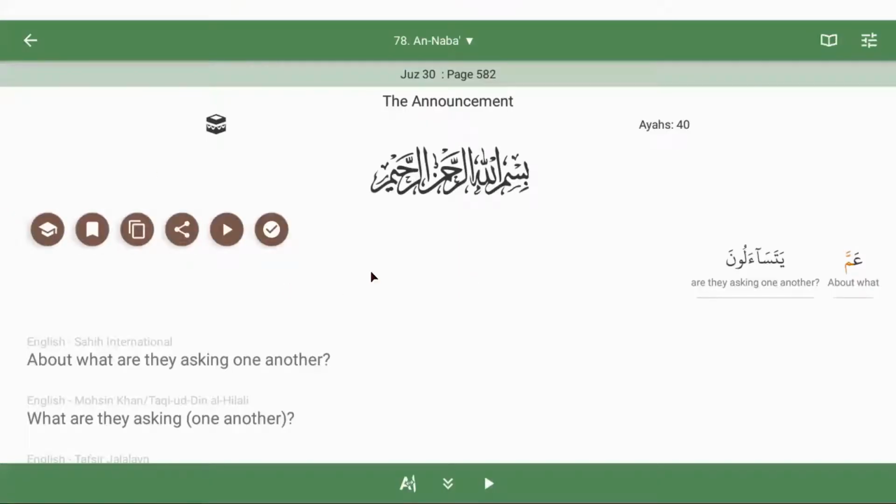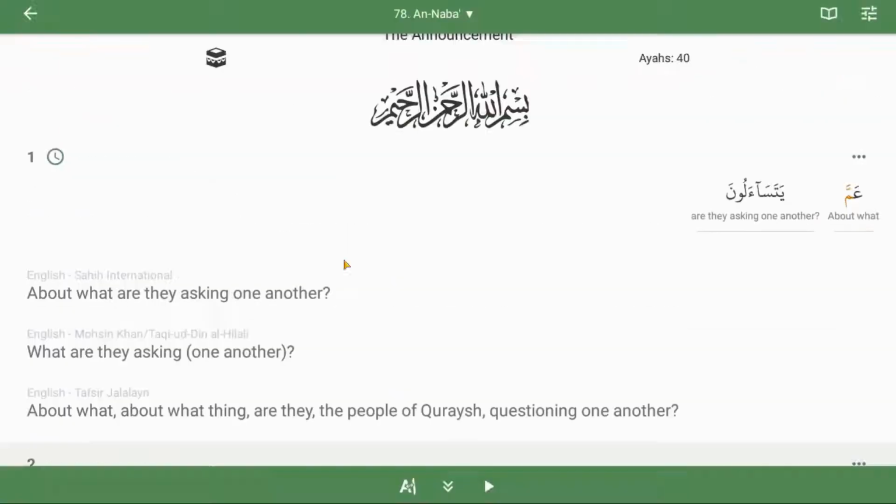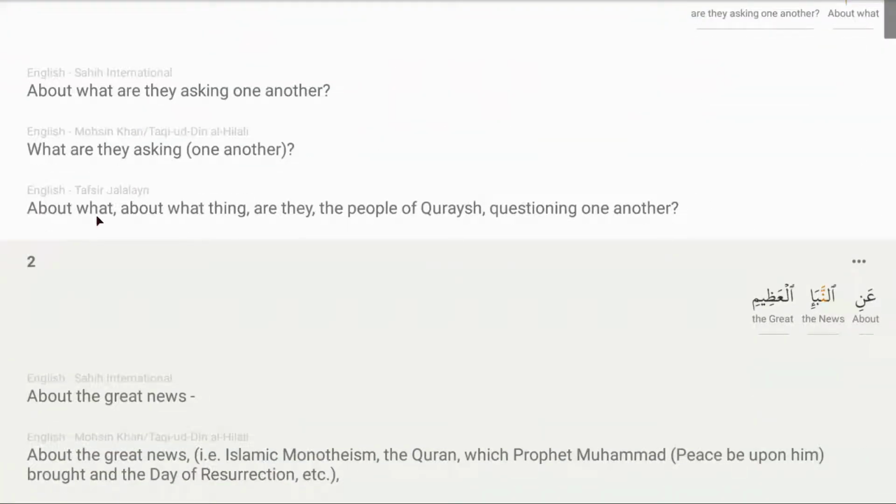Amma yatasa'aluna. What are they asking about? And then the next verse goes, Anin naba'il azim. So what are they asking about? About what thing? So Jalalain says, about what thing are the people of Quraysh questioning one another? So this gives a contextual Tafsir.